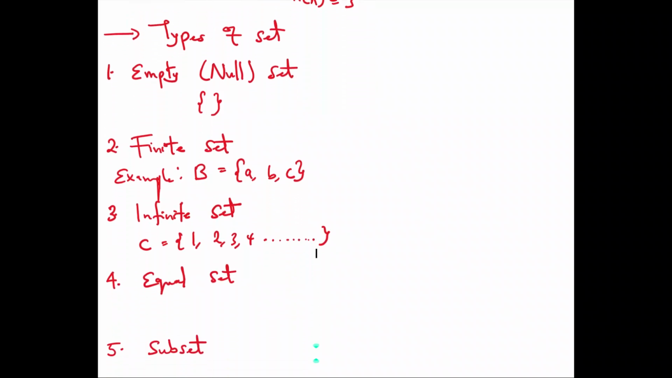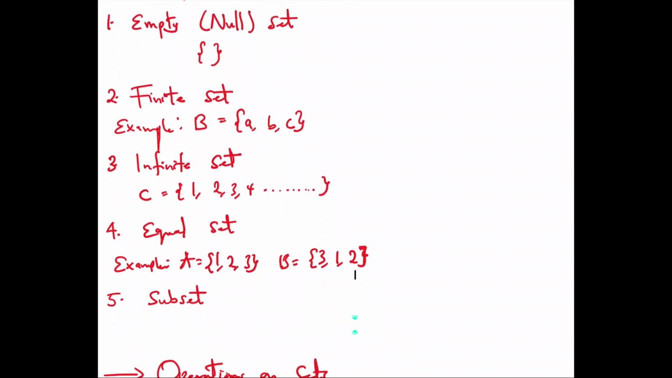That's an infinite set. Next, an equal set, just like I explained earlier, is when two sets have exactly the same elements. An example is A equals {1, 2, 3} and B equals {3, 1, 2}. Because they have the same elements in each set, we can say that these sets are equal.